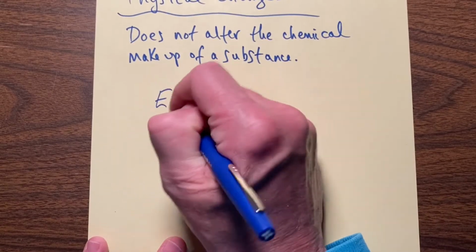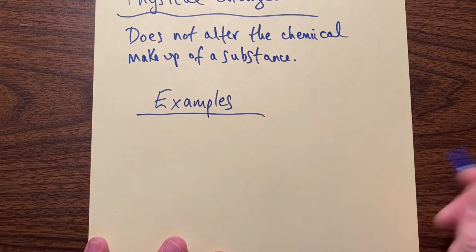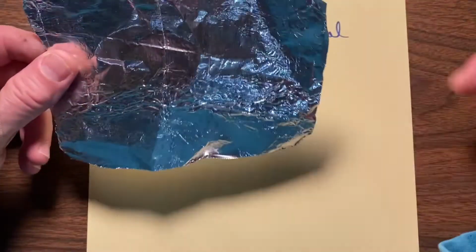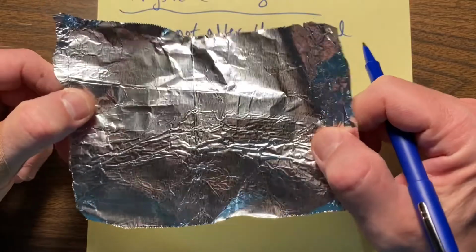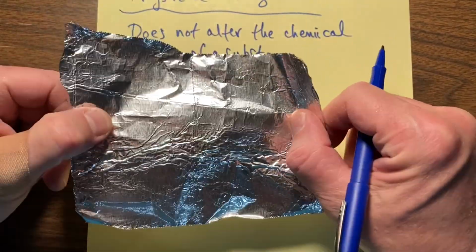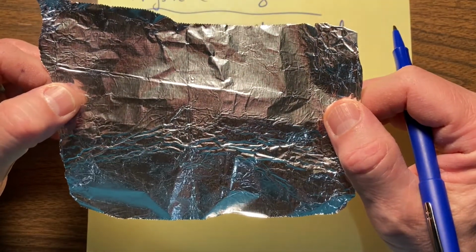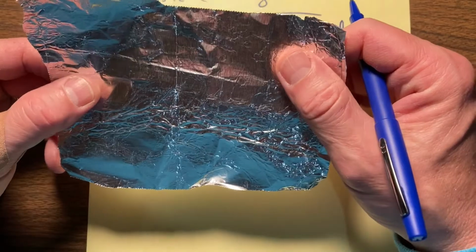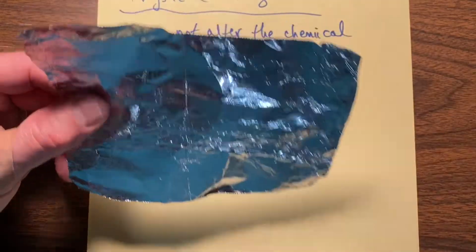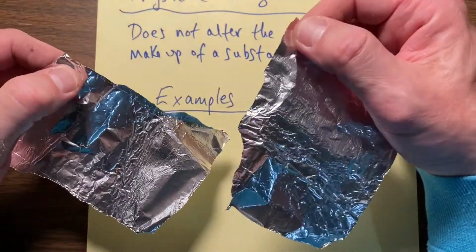Let's give you some other examples that will help clarify that. If I take this piece of aluminum foil, the physical properties of this would be it's shiny. I can pound it into sheets. I can crumple it up into a ball. I don't want to do that right now. I can tear it. That's a physical property. But what I just did there was a physical change.